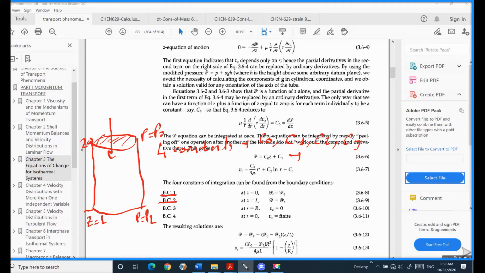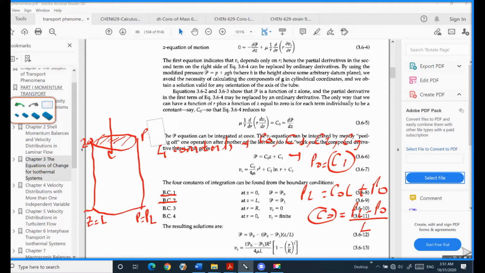When z is equal to 0, then P is P0. That's why we obtain C1 equals P0. When z is equal to L, P equals PL, then C0 times L. We know C1 equals P0, that's why we can obtain C0 from here: PL minus P0 divided by L. This is our second constant, and the first constant from here.